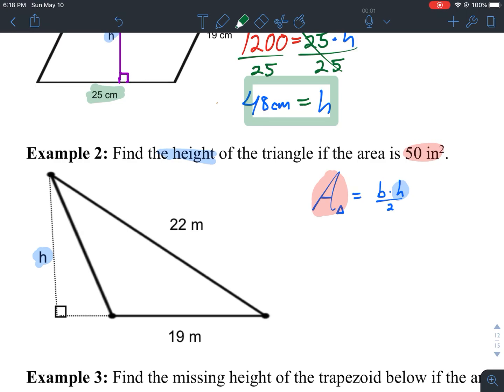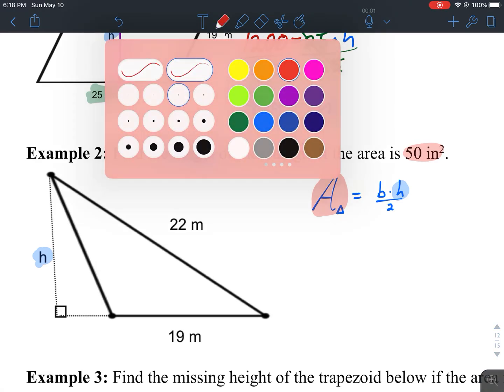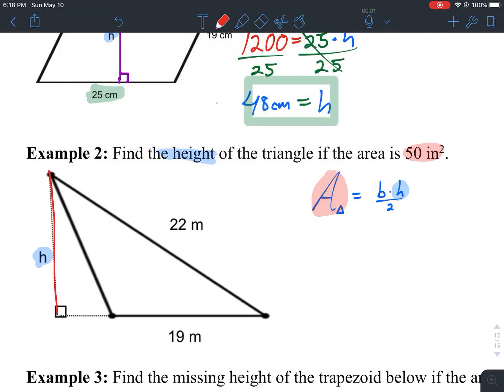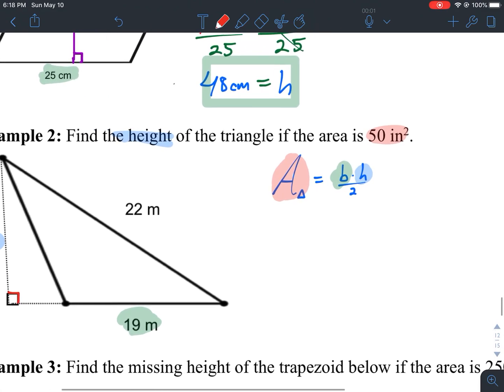So we have two numbers, the 22 or the 19. Again, reminder, the base is always perpendicular to the height. If you take a look, even though it doesn't look like it's perpendicular, the symbol down here tells us it's 90 degrees. Therefore, these two lines are perpendicular. So the height and the base are perpendicular to each other. Therefore, the base is going to be 19 in this scenario. Don't go off the picture, go off the symbols that you're given.